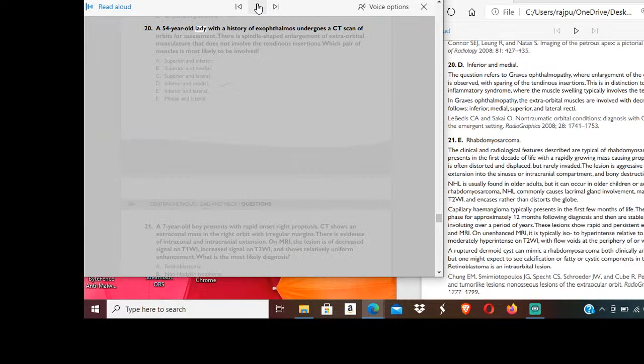20. A 54-year-old lady with a history of exophthalmos undergoes a CT scan of orbits for assessment. There is spindle-shaped enlargement of extraocular musculature that does not involve the tendinous insertions. Which pair of muscles is most likely to be involved? A. Superior and inferior. B. Superior.